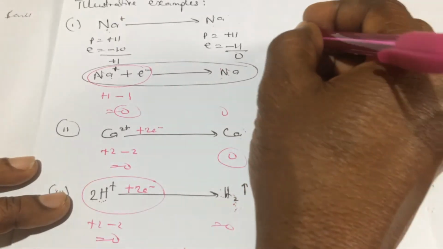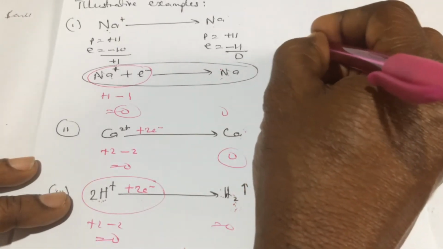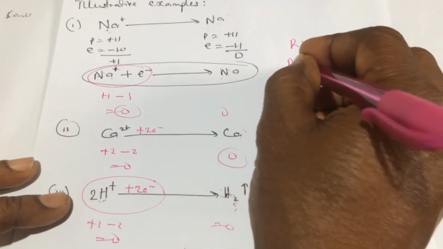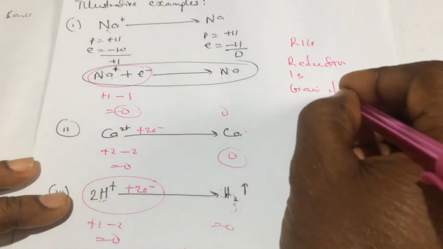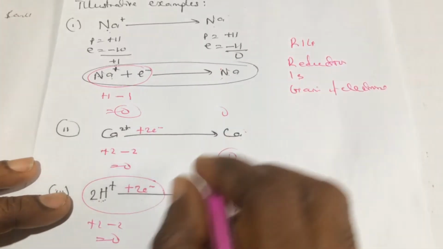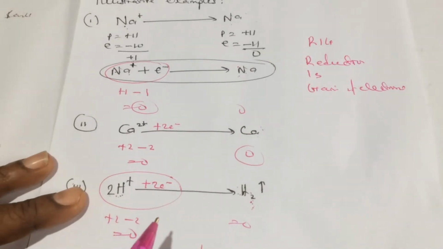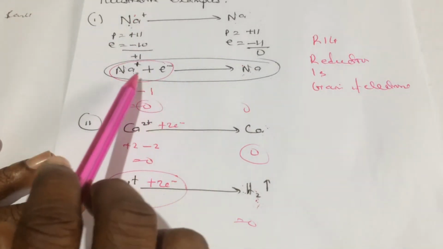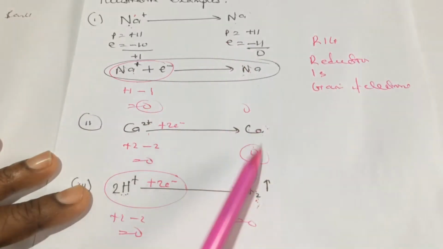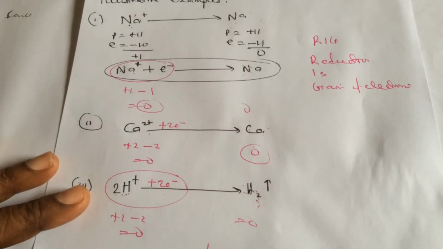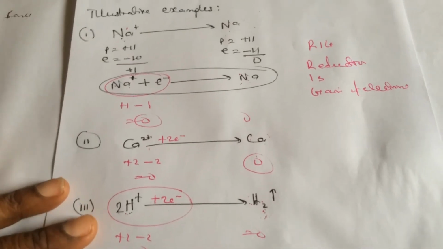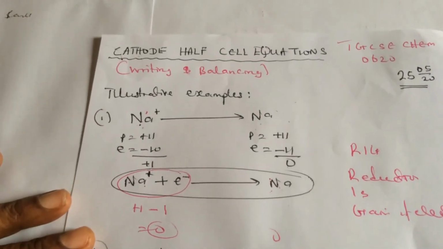If you look at reduction, we have an acronym, RIG. RIG: reduction is gain of electrons. So when electrons are gained by cations, they become reduced to their corresponding element. So don't forget this. This will help you to understand cation discharge at the cathode. So these are the cathode half-cell equations for some cations.